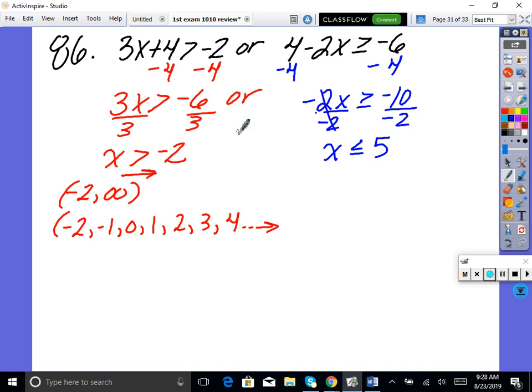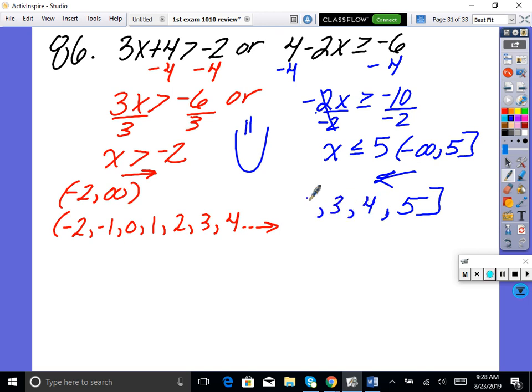Or, so this one's the friendly one, or x value is less than or equal to 5. So that goes this way. So notice that would be, starting with 5, including 5. So that would be negative infinity up to 5, bracket, parenthesis, negative 5, or 5, 4, 3, 2, 1, 0, and so on that way.